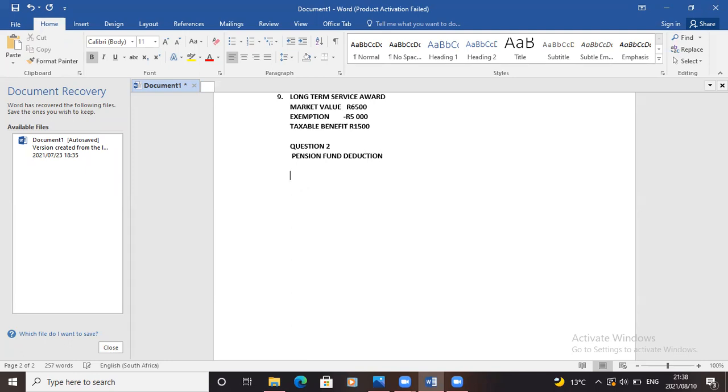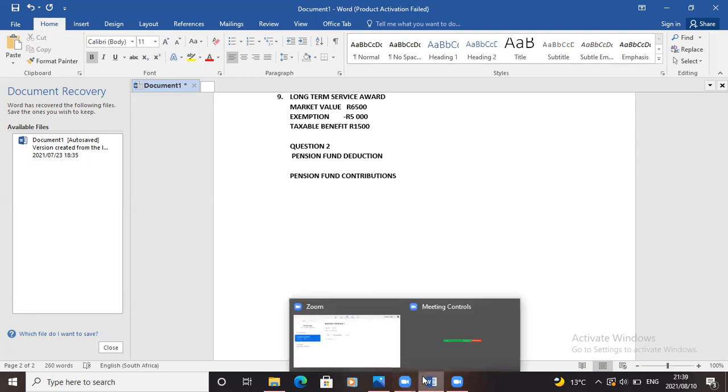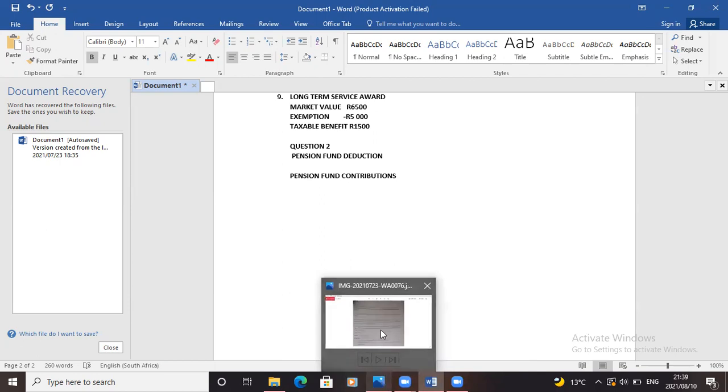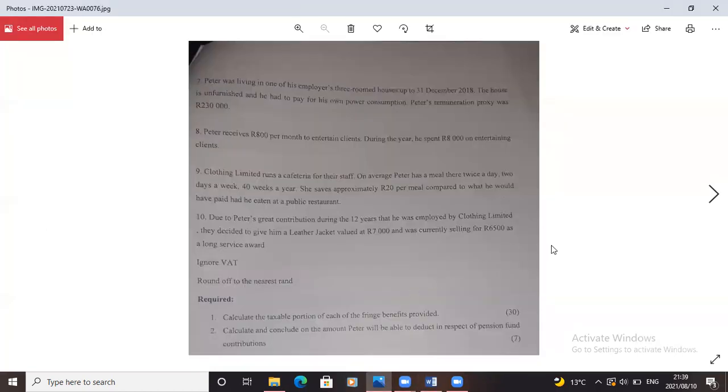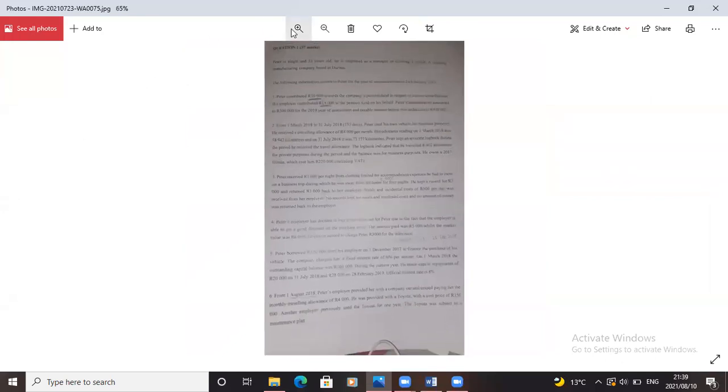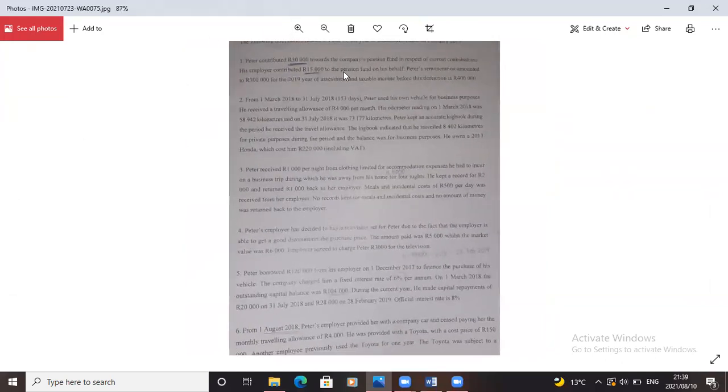The first thing you do, we determine the total sum of pension fund contributions. I assume everyone knows this. How much was contributed to your pension fund? Remember, a contribution by the employer and the employee. Here is our information number 1.